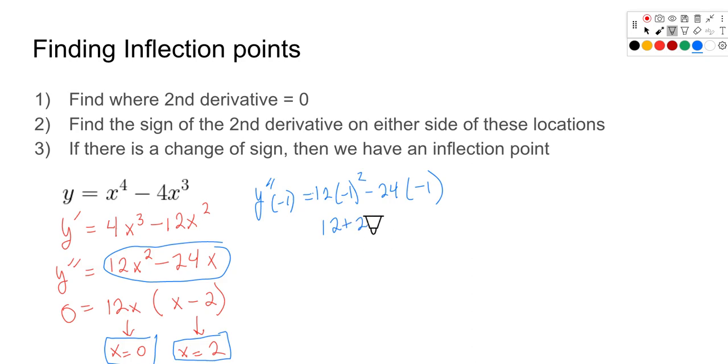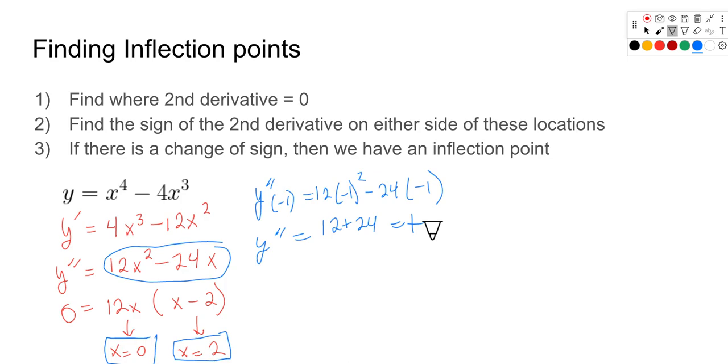I could go ahead and figure out that that's probably like 36, but the cool part is I don't have to. I just need to know the sign of the number. I don't need to know what it is. So I know that my second derivative at this point is positive. So what does that tell me? Nothing quite yet. I also have to look to the right.